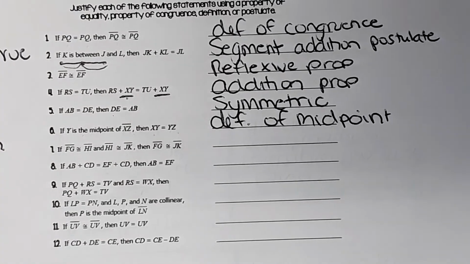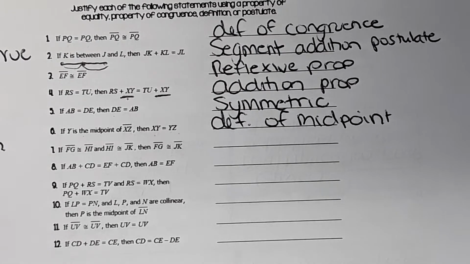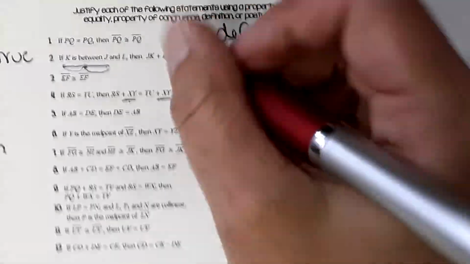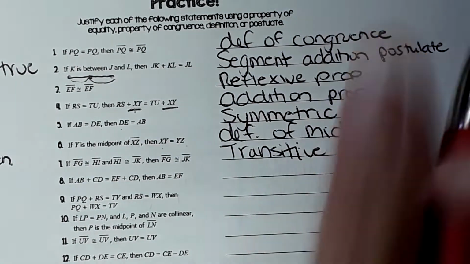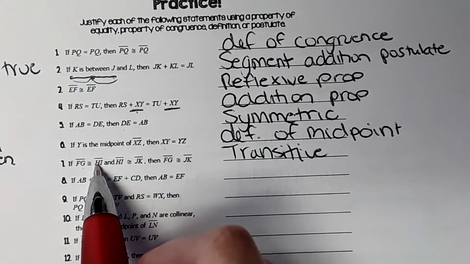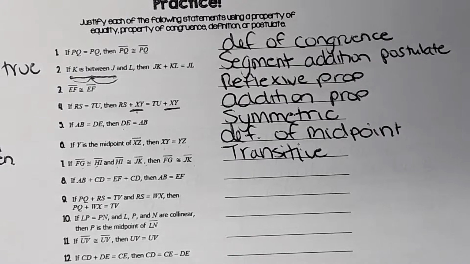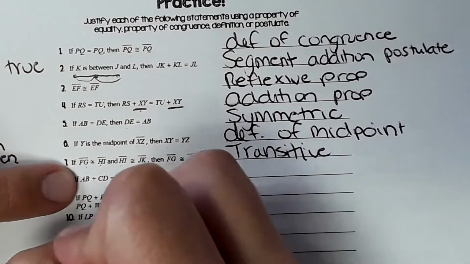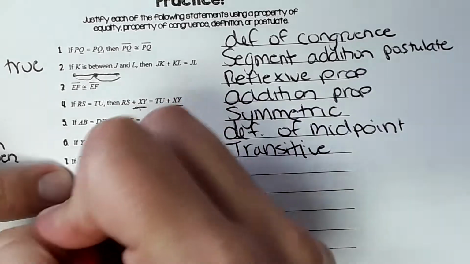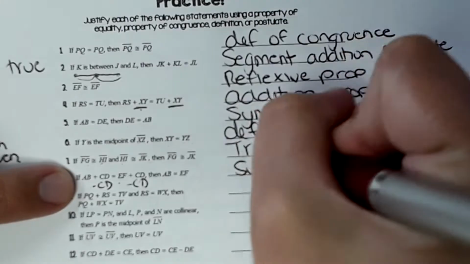Number 7, look at number 7, what property do you think that is? Transitive is right. Good job. It's transitive. If FG equals HI and HI equals JK, then FG equals JK. And the next one shows AB plus CD equals EF, and then AB equals EF. They subtracted CD from both sides, so that would be subtraction property.